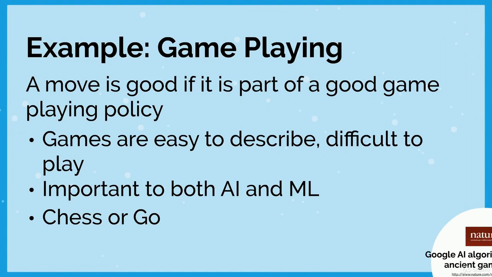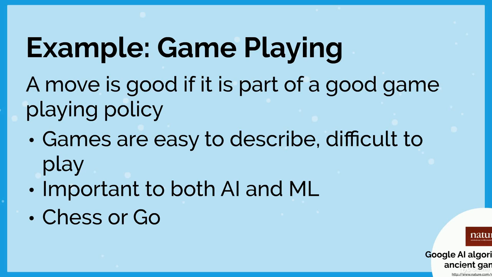Example one, game playing. A move is good if it's part of a good game playing policy. However, each individual move isn't as important. What's important is winning the game. Games are really easy to describe. They have a set of rules that can be defined. Thinking of chess, it's pretty easy to program the rules of chess, but it's much more difficult to actually play.